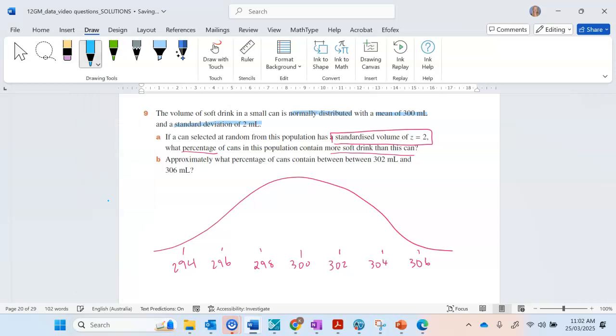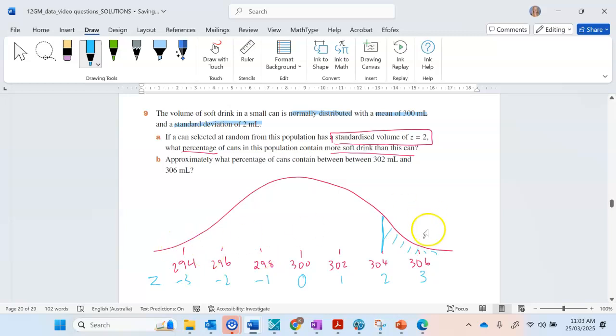So remember, for your Z-scores, your mean is 0, and then we just go 1, 2, 3, -1, -2, -3. So they're our Z-scores. We want to do, what was it? Z equals 2. So there it is at 304. And we want the percentage that is greater. So we want this percentage here.